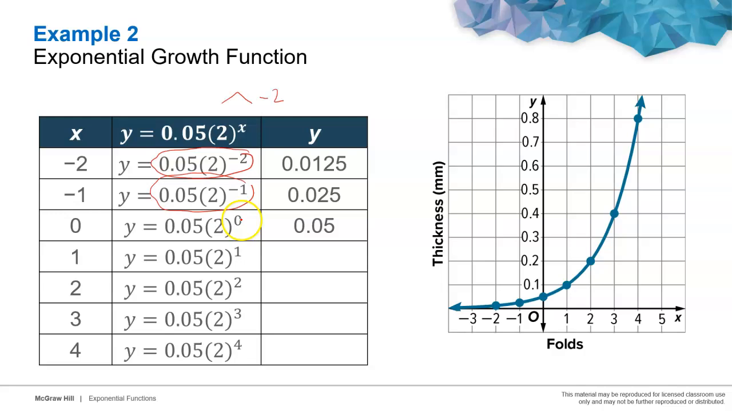Go ahead and try it with 0. Now this one I don't need a calculator for because anything to the 0 power is 1. So 2 to the power of 0 is 1. 0.05 times 1 would just be 0.05. Go ahead and pause the video for just a minute. See if you can fill in the other 4 values in that table.